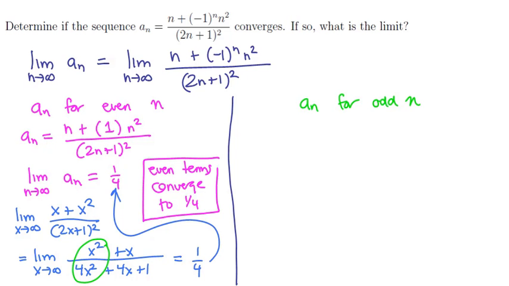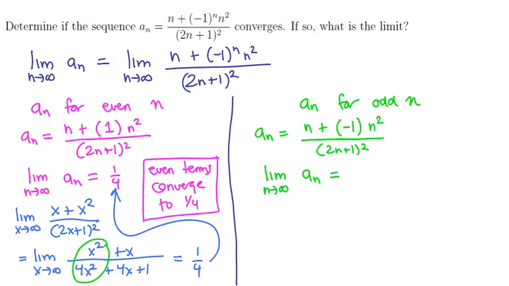Now we could repeat this exact same argument for the odd terms right here. For odd values of n, a_n takes the form (n + (-1)) times n^2 over (2n + 1)^2, since the alternator is always negative for odd values. So now we want to take the limit as n tends to infinity of these a_n's. Again, we can use an underlying function. We could take the limit as x tends to infinity of the function (x - 1) times x^2 over (2x + 1)^2, since that's what we get now that we have the alternator missing.